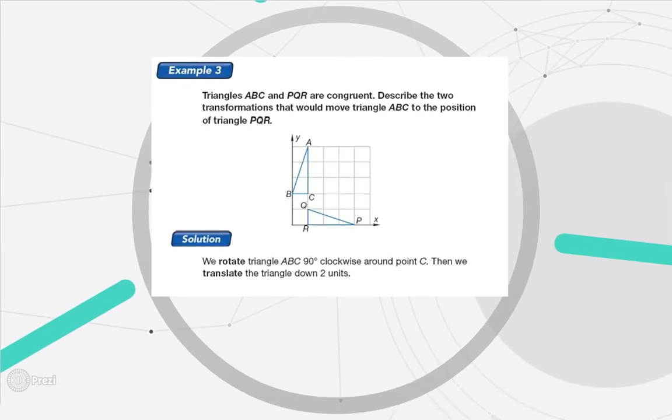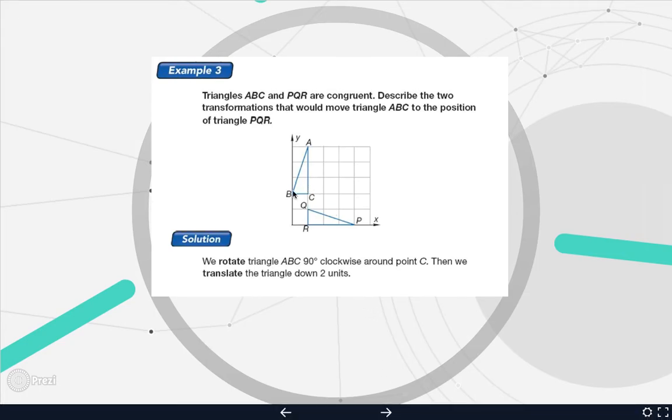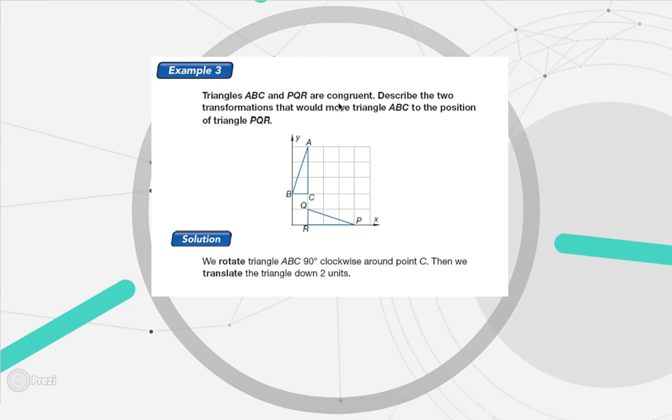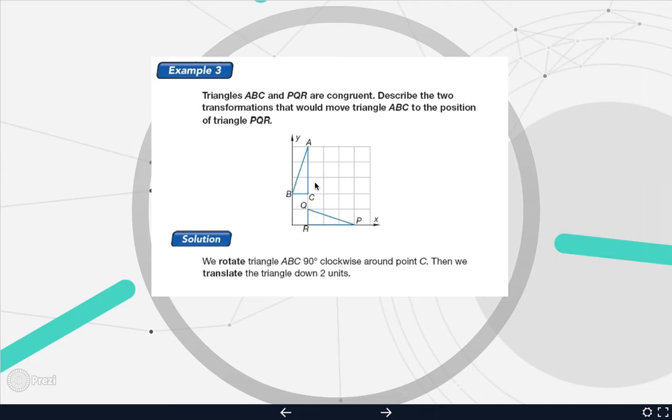All right, example number 3. Triangles ABC and PQR are congruent. Describe 2 transformations that would move ABC to the PQR position. All right, and so how would we move this so it ends up down here? Well, we can do a couple things, right? One thing we can do first is to rotate ABC 90 degrees to the right.